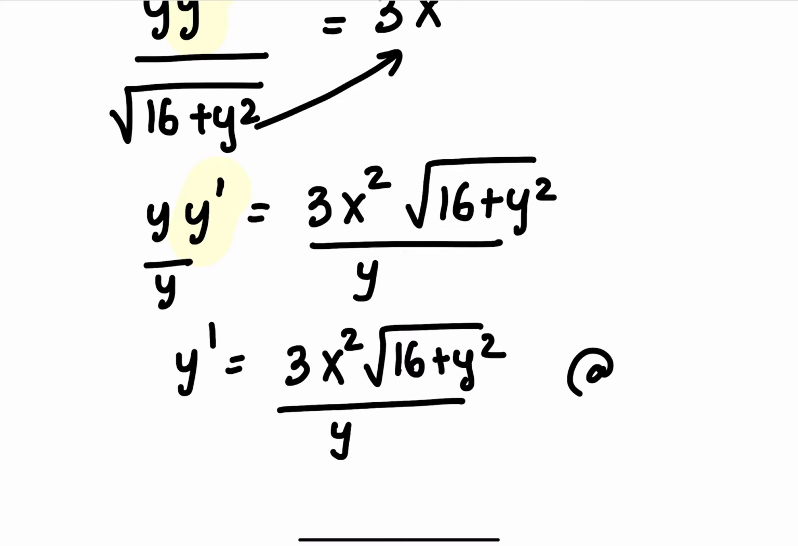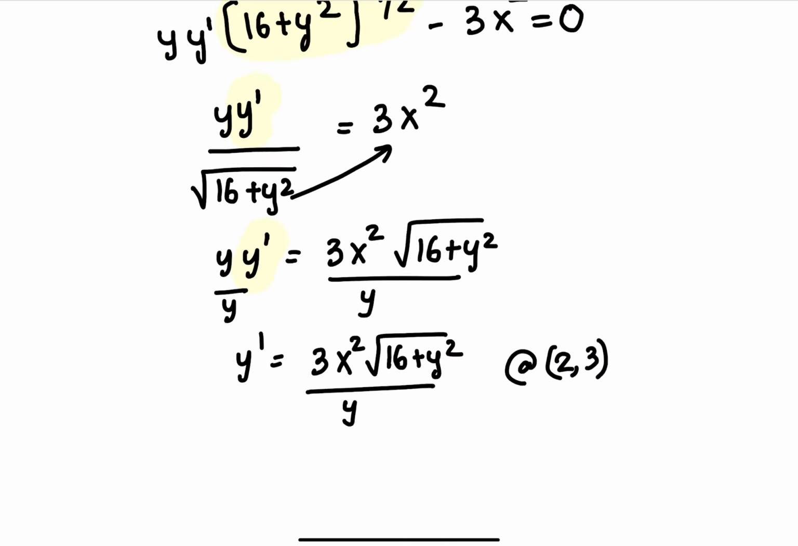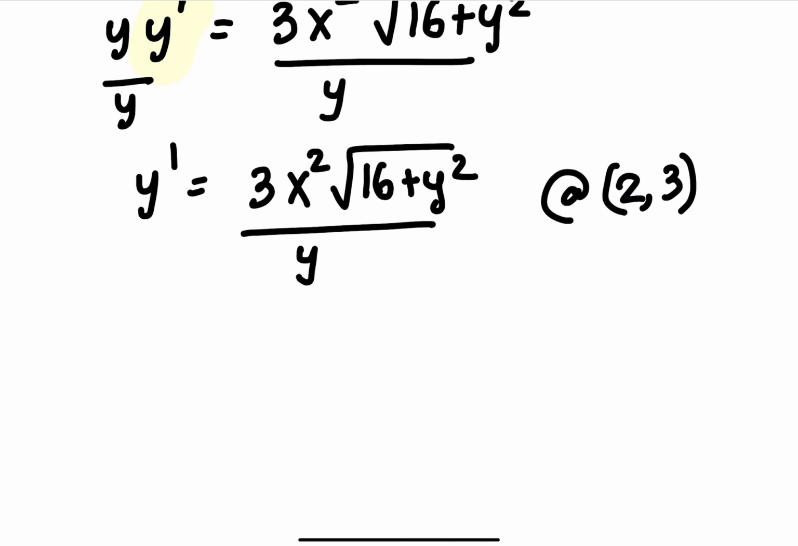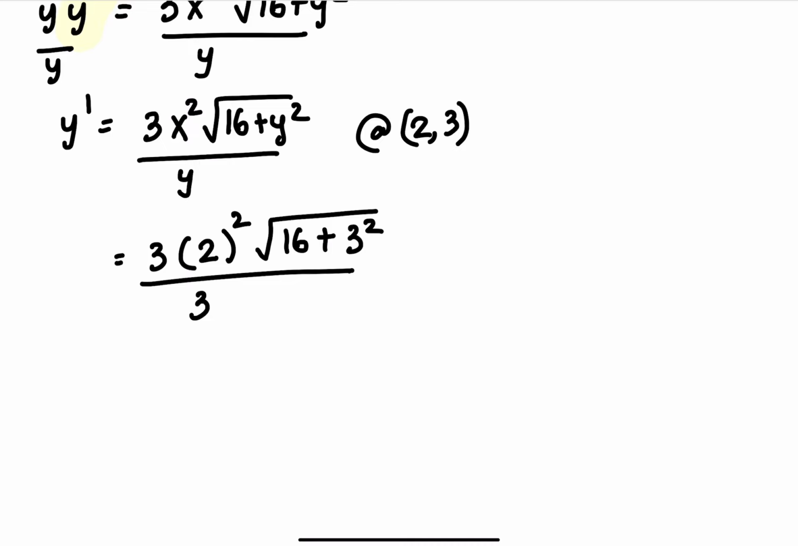They're asking me to evaluate at 2 comma 3. Did they say 2, 3? Yes, at 2, 3. All I have to do is plug in my x, which is 2 squared, plug in my y, which is 3 squared, over 3. Now what do I have?